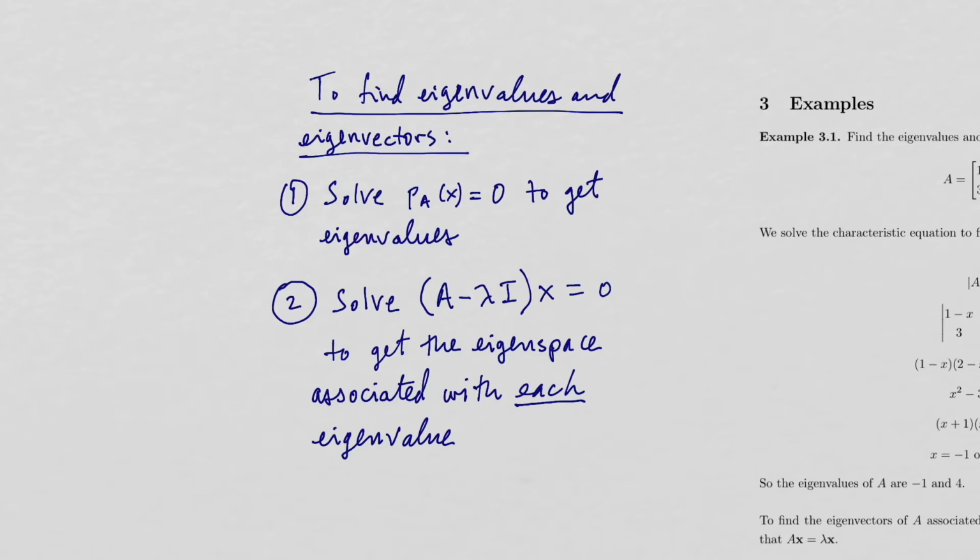The first step, given a square matrix A, is solve the characteristic equation to get the eigenvalues. In general, we'll get a bunch of different eigenvalues in step 1. Then in step 2, for each eigenvalue, we solve this equation, A minus lambda I times x equals 0, and we'll see where this comes from as we go along, to get the eigenspace, which we'll define as we go as well, associated with each eigenvalue. Notice it says for each eigenvalue. So if I get 3 eigenvalues up here in step 1, I have to do step 2 3 times. We only have to do step 1 once, but in general, we'll have to do step 2 multiple times, once for every one of the eigenvalues that we get in step 1.